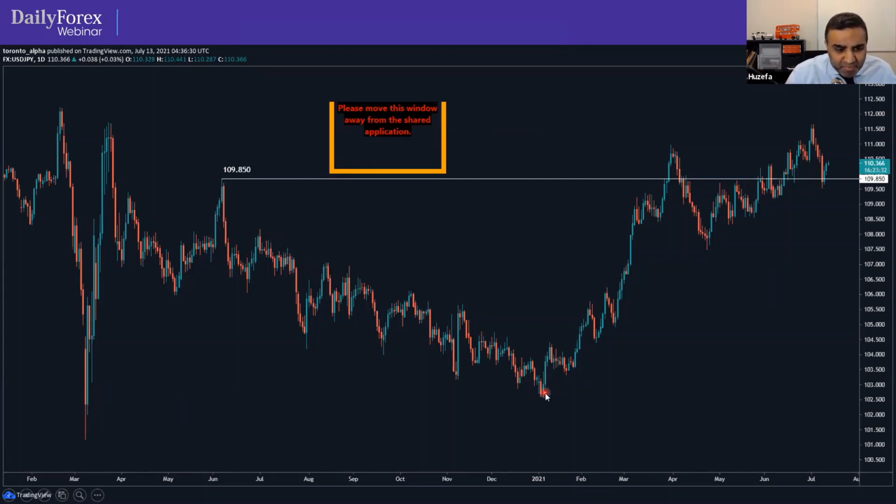Early 21, big reversal up, big bullish run up. It's been a retrace, and it now seems to be pushing back up. So I marked for me what I think is a key area, and that is 109.85.